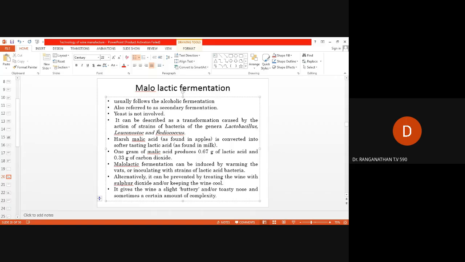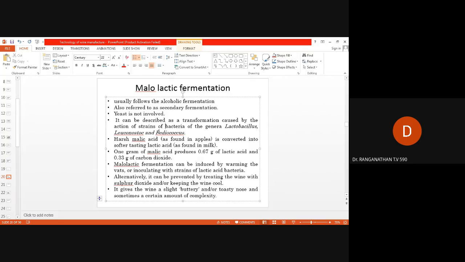We have already seen that grape has a good amount of tartaric acid. And you know the taste of tartaric acid. If you do not know the taste, you can take a small amount of tamarind and taste it. The basic taste of tamarind is because of tartaric acid. That type of tart taste is not desirable in the final product. So what is done? The fermented must is then subjected to a secondary fermentation.